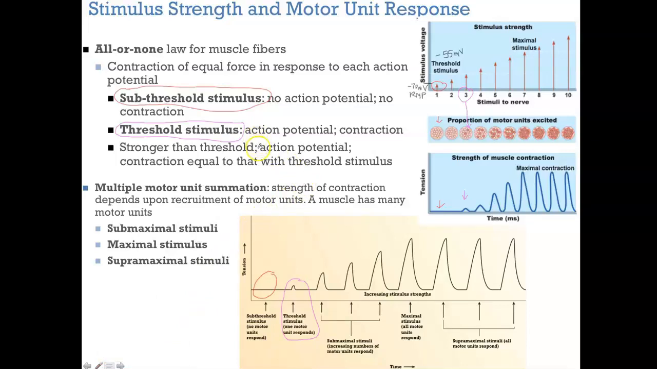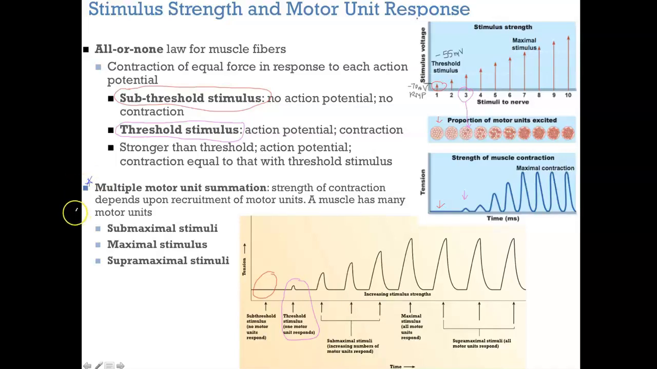So we are getting our action potentials once we hit threshold, right? So how do we determine strength? How do we get a contraction to be stronger? We have to activate more motor units, right? All of these guys. We have to activate the motor units to get more muscle contraction. So we go through something called multiple motor unit summation.